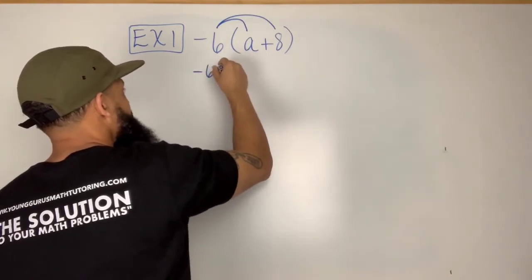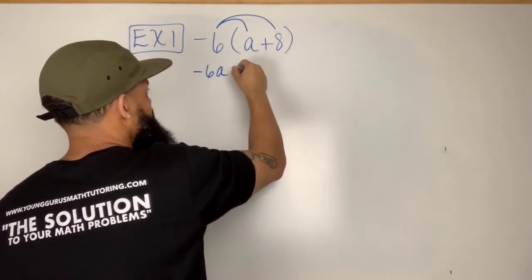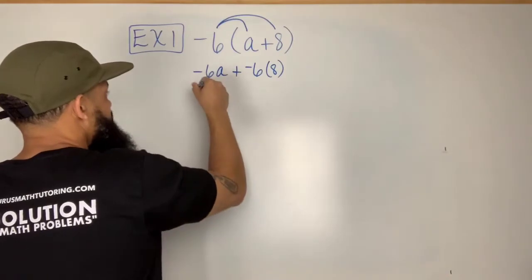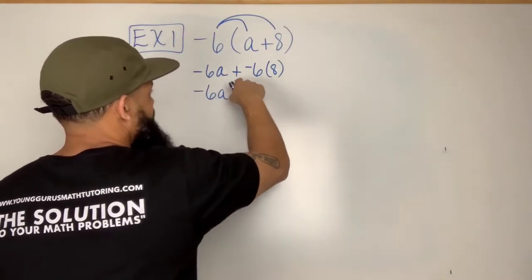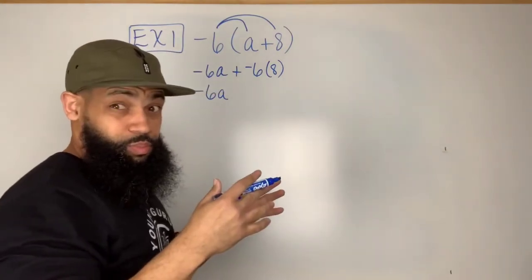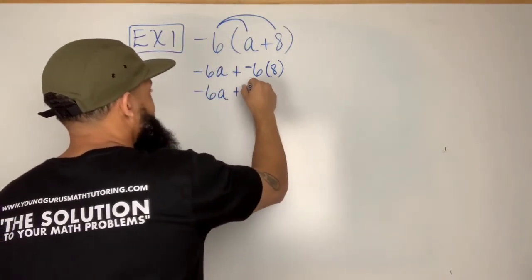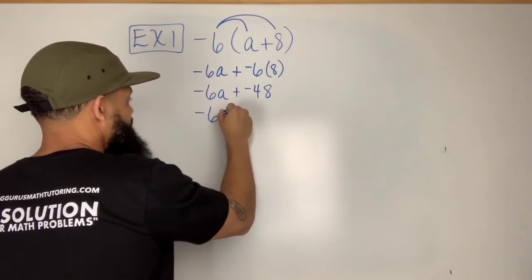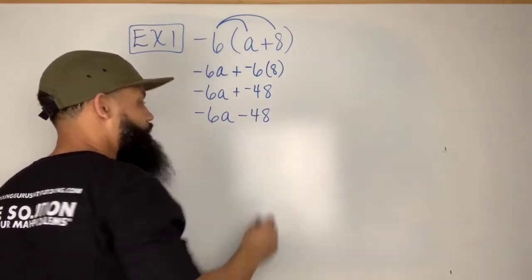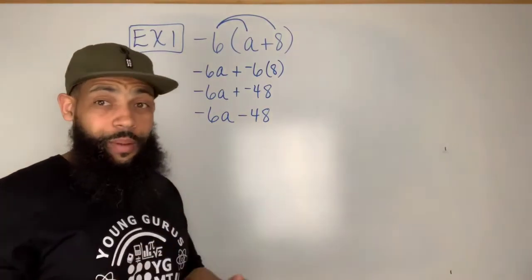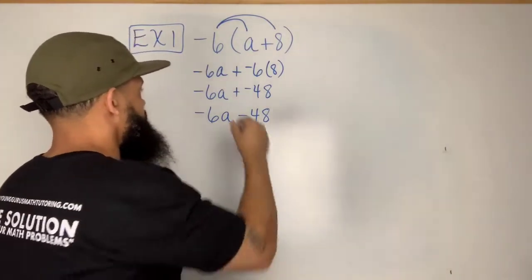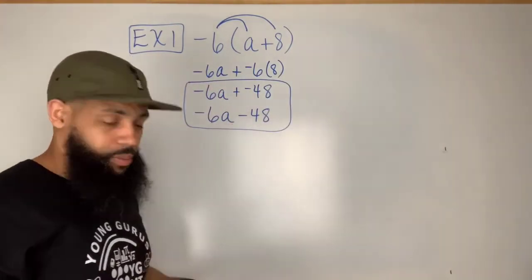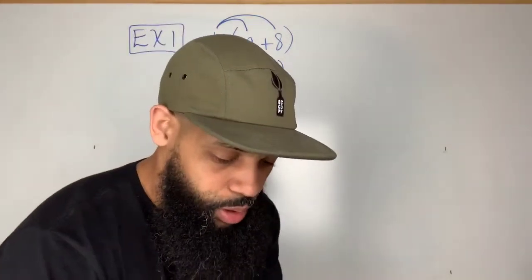So what I end up with is -6 times A, we can just put it right there, plus -6 times 8. Okay? So -6 times A is just -6A. Now the plus -6 times 8 is plus -48. Okay? You can leave it like this and that's fine, but I like to make mine look like this: -6A minus 48. Remember, subtraction is nothing but adding the opposite of a number. So either one of these versions work as a solution. But if you look at my work, typically I'll write it like this. Okay? That's example number 1.